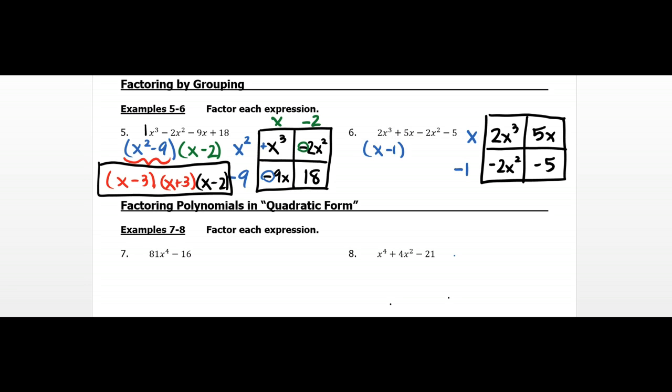And then for the columns, we have a 2x cubed and a negative 2x squared. That GCF would be 2x squared. And then for this column, 5x and minus 5, it's going to be a positive 5 GCF. So our second binomial would be 2x squared plus 5. We want to check for any differences of squares or differences or sums of cubes. We don't have either of those for this one, so this is just our answer right here.